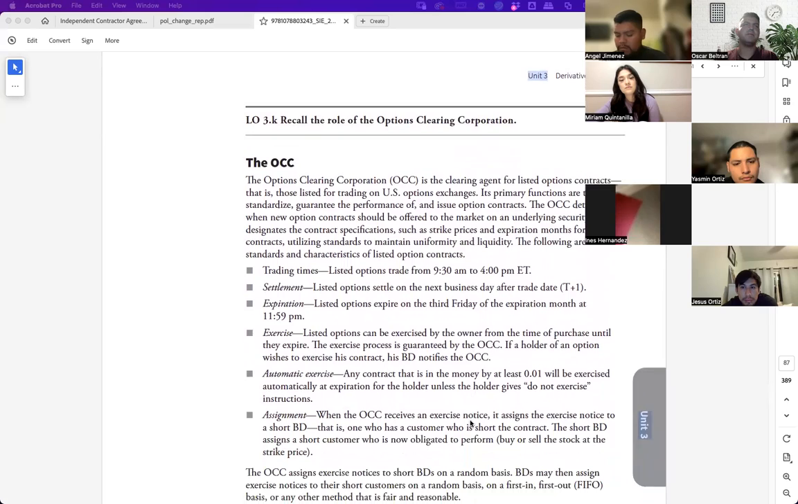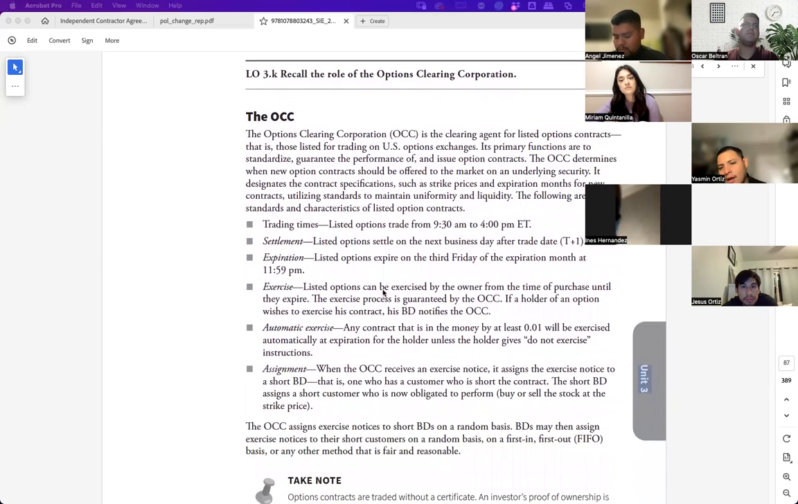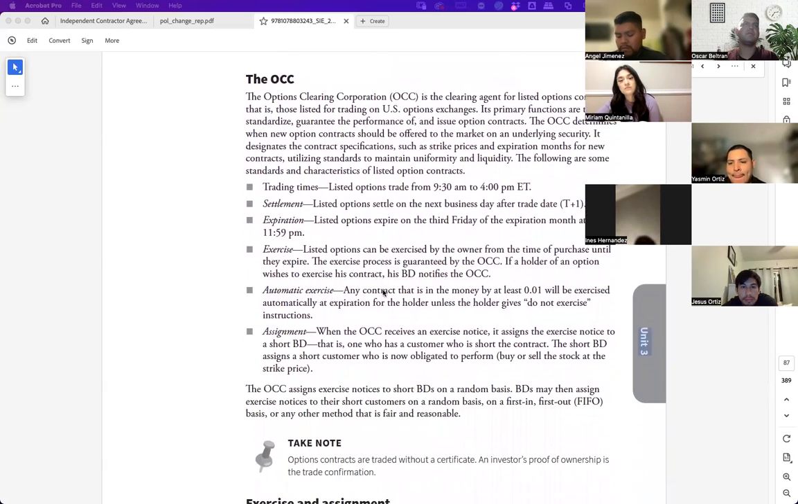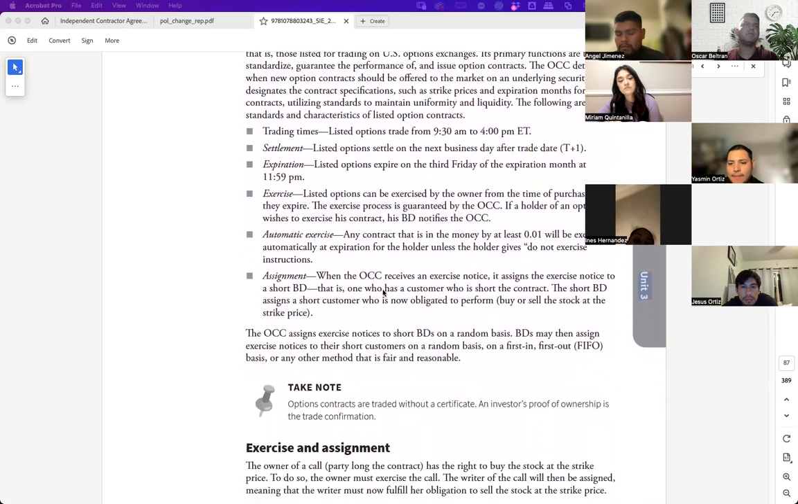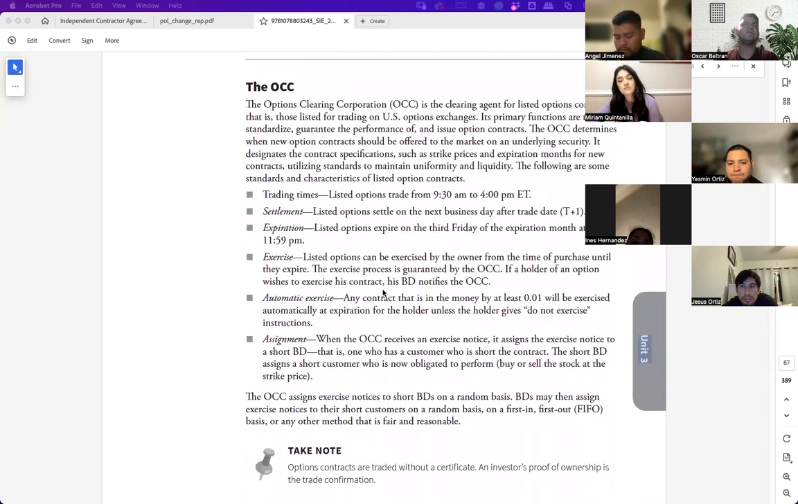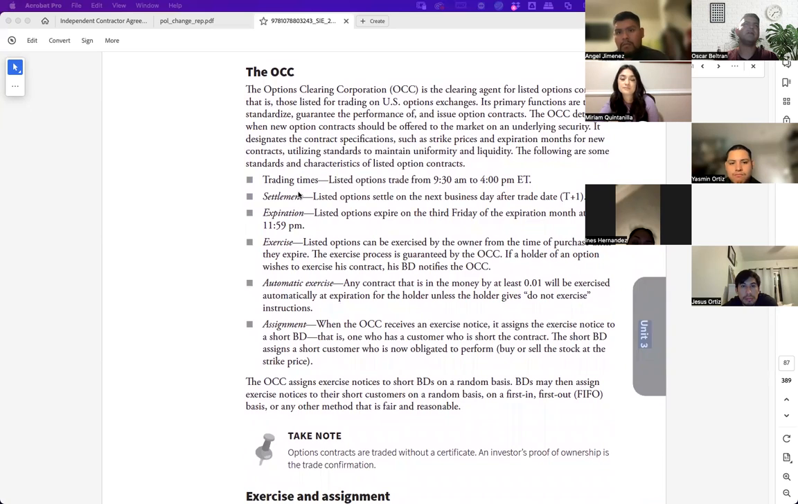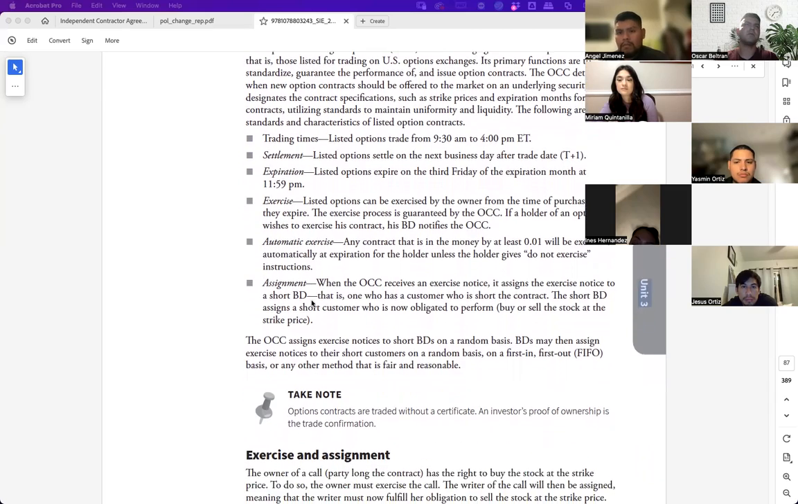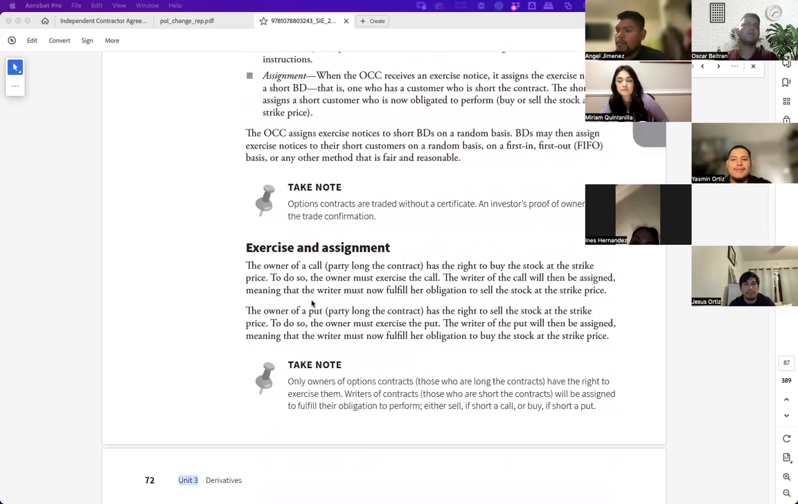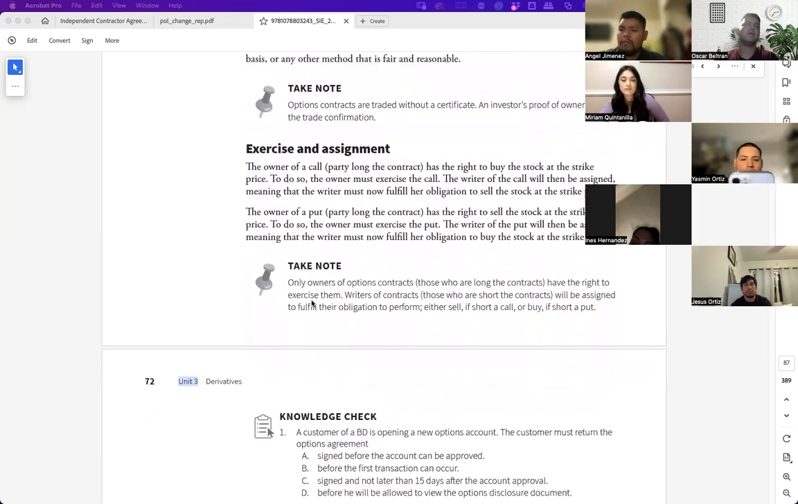I'm going to skip this here. These are just the different terms for trading. You've got settlement here, expiration day is going to be midnight, exercise. Okay.